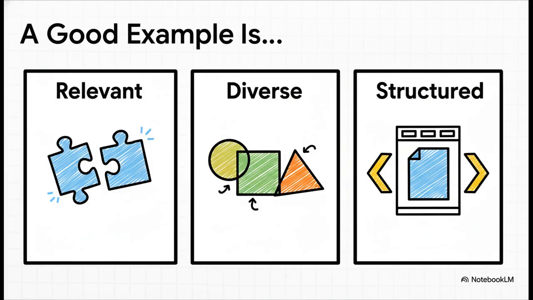So what actually makes a good example? Well, there are 3 things to keep in mind. First, it has to be relevant. It should look a lot like what you're trying to create. Second, try to make your examples diverse. Cover a couple of different angles. And finally, make sure your examples are clearly structured and separated from your main instructions so the AI knows this is an example and this is the task.